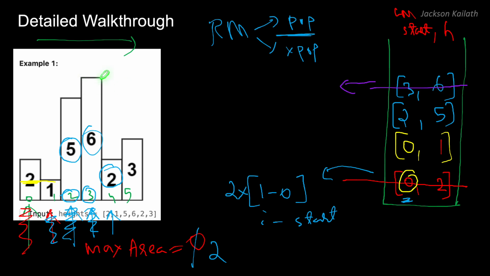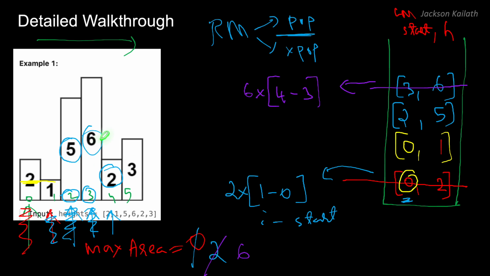can form using this bar completely, which will be 6 into, and this is the case of popping, right? So the pointer is pointing to index 4 and the start value over here is 3. So 6 into 4 minus 3 is equal to 6 itself, and that would be the maximum area I can form using this bar completely. And 6 is greater than 2. So let me update my max area to 6.